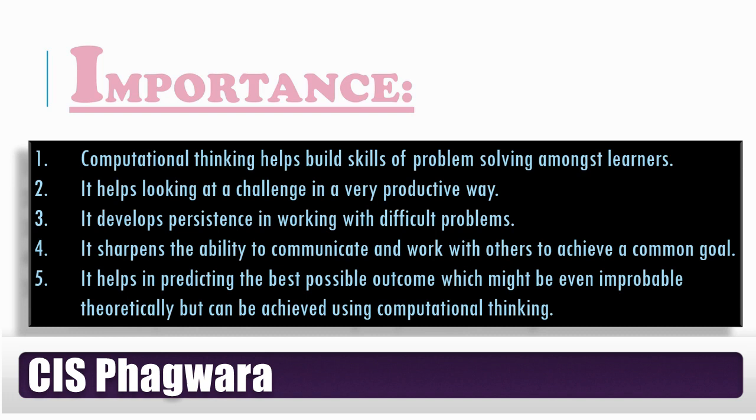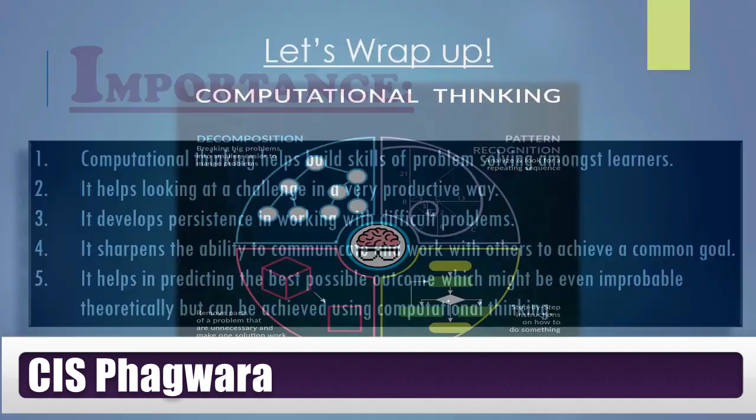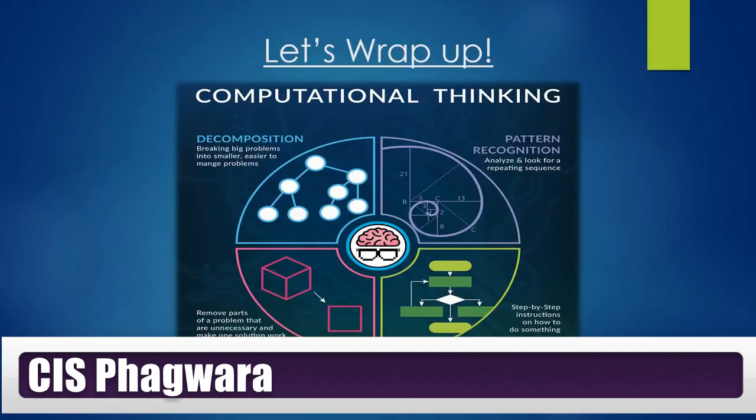It develops persistence in working with difficult problems. In the same way, it sharpens the ability to communicate and work with others to achieve a common goal. It also helps in predicting the best possible outcome, which might be even improbable theoretically but can be achieved using computational thinking. Let's wrap it up: computational thinking is nothing but a problem-solving technique where you think like a computer and solve very complex problems in no time.